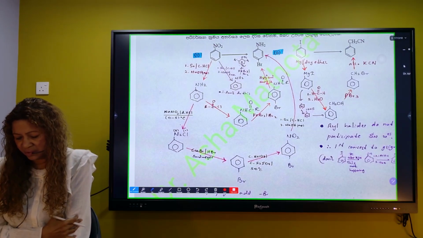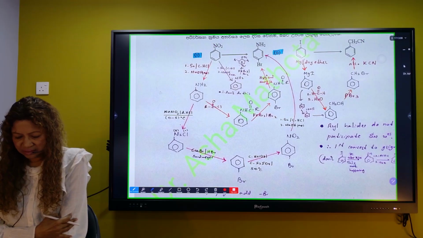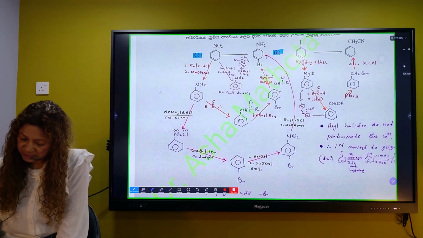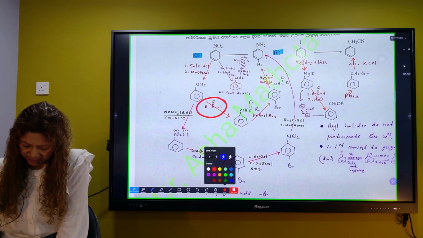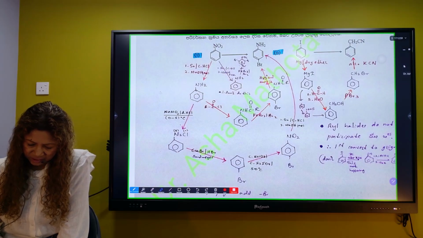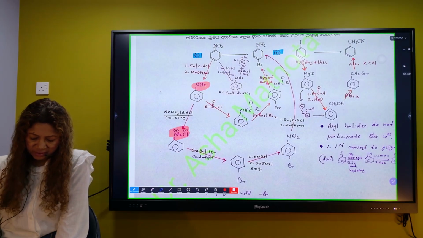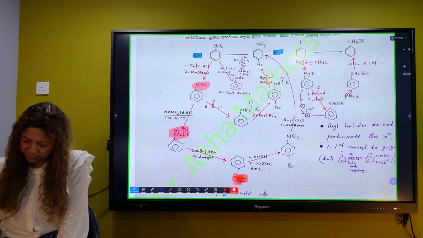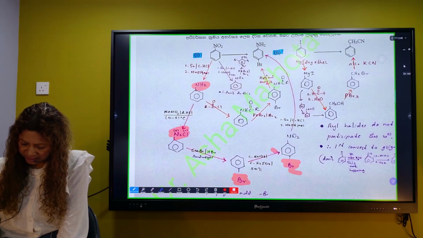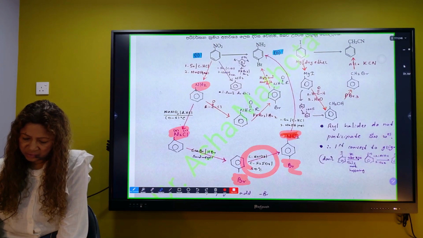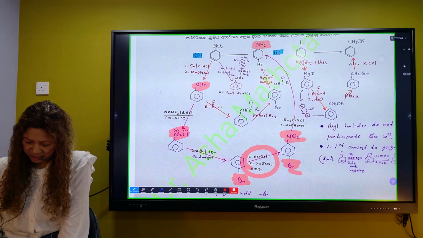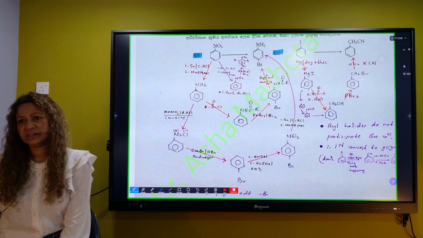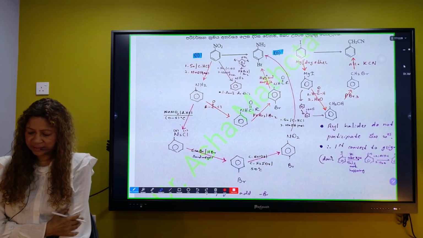Always remember that you can protect these groups, either as ester or as amides, then you can take it back. Or the second method: NH2 to N2Cl, and we're just going to remove that and convert it to bromine. First bromine, and this is an ortho-para director, then nitration, then NO2, and then back to NH2. Both methods are correct. Both methods are correct. Copy this.